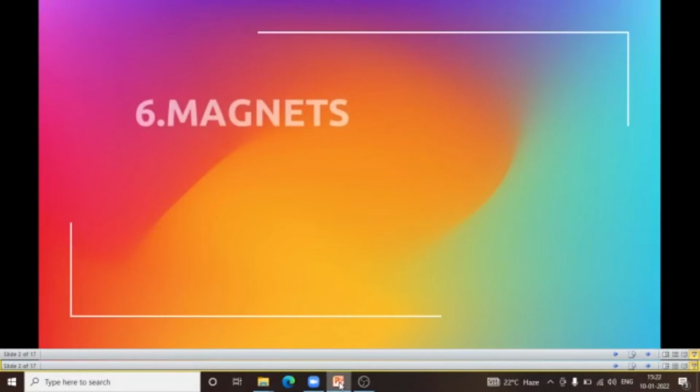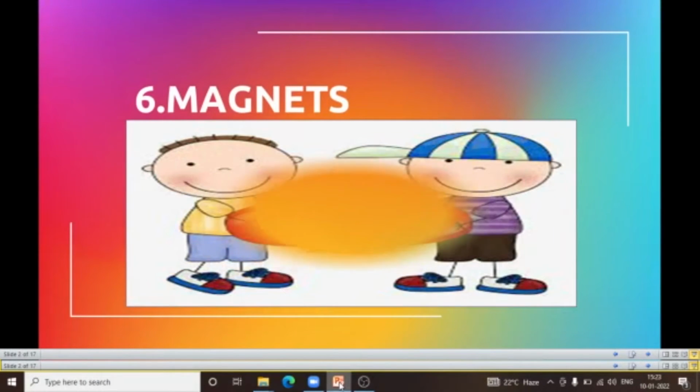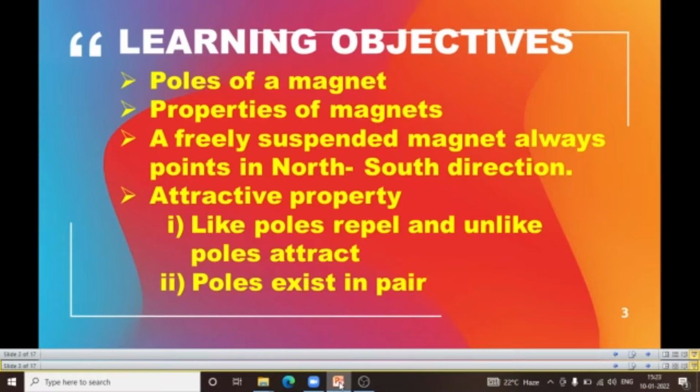Chapter 6 Magnets. Learning objectives are poles of a magnet, properties of magnets. A freely suspended magnet always points in north-south direction. Attractive property. The like poles repel and unlike poles attract. Poles exist in pairs.